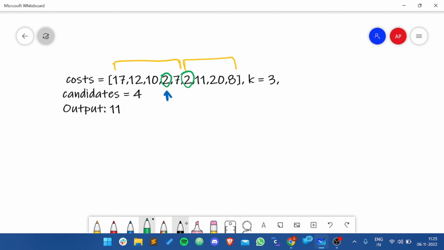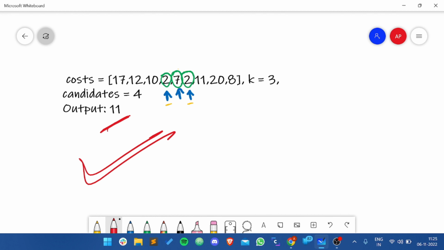Okay, now this process is also completed. Now the first four will be these, except these two, and the last four will be these, except these two, because these two are already selected. So the minimum of these will be 7, so 7 will be selected. Now we have three people hired, so our process will end here, and the cost for them will be 7 plus 2 plus 2, which is 11. So our answer is 11.